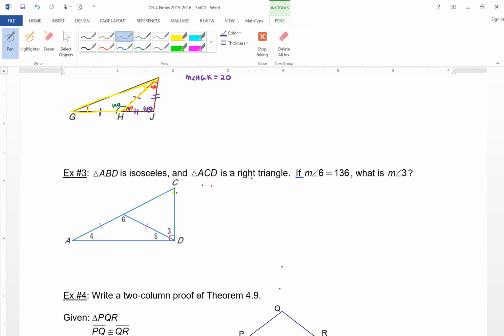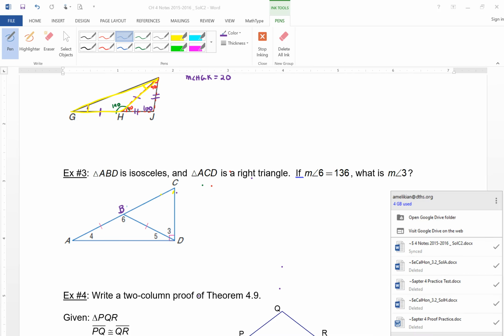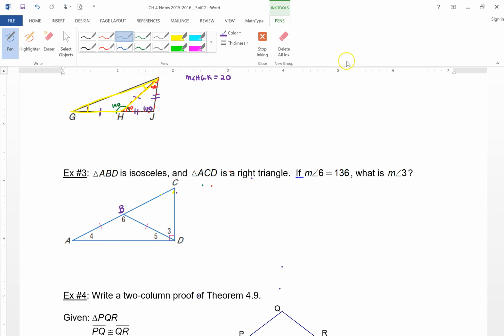look at this one. Now it tells you triangle ABD is isosceles, and B is actually this one here. It got left out of the diagram. Triangle ACD is a right triangle. Measure of angle 6 is 136. What is measure of angle 3?